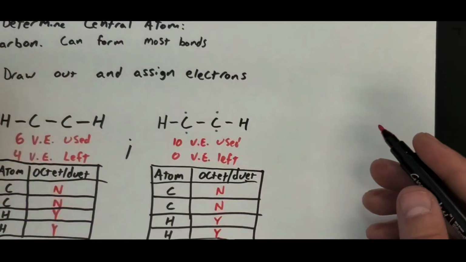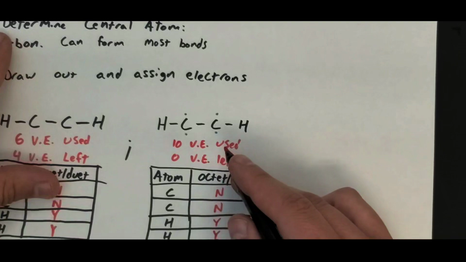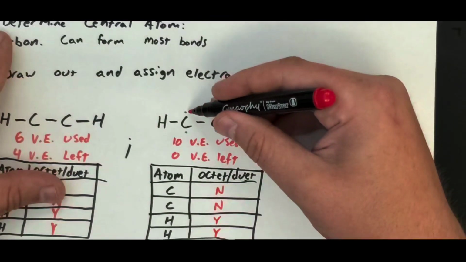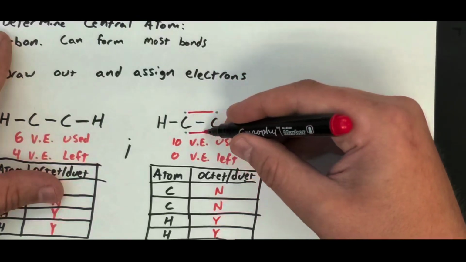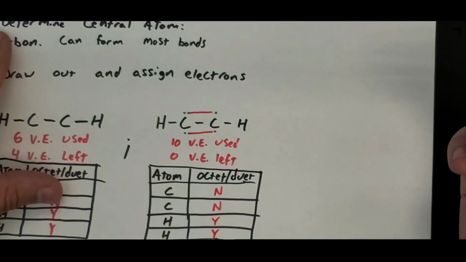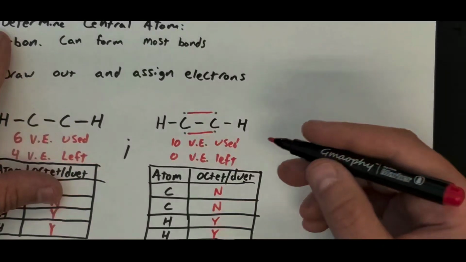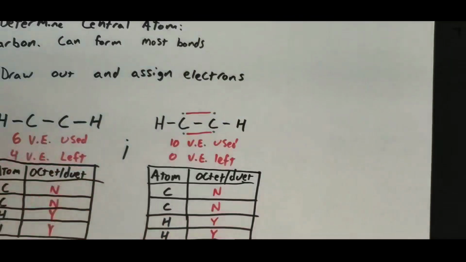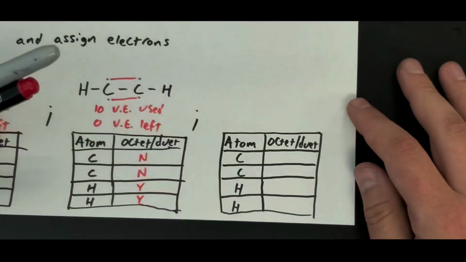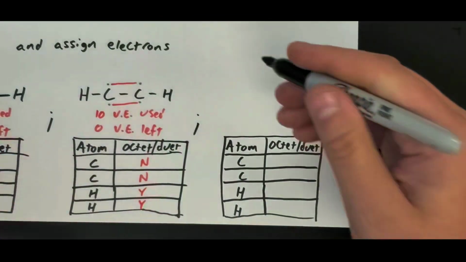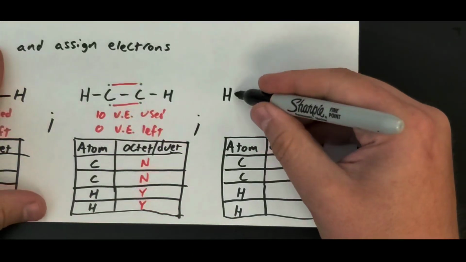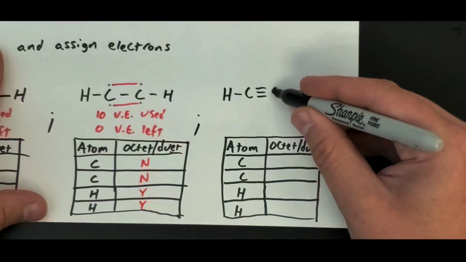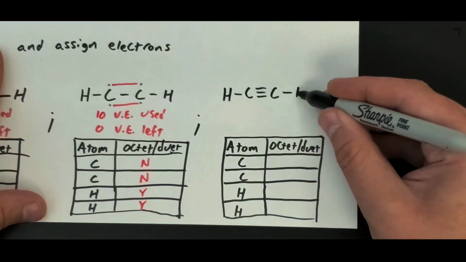So how can we satisfy the octet rule here for carbon? Well, we're just going to form a triple bond between these two. And let's see how that works out. Okay, let's draw this out. So we have a hydrogen bonded to a carbon. This carbon is triple bonded to another carbon, which is bonded to a hydrogen.